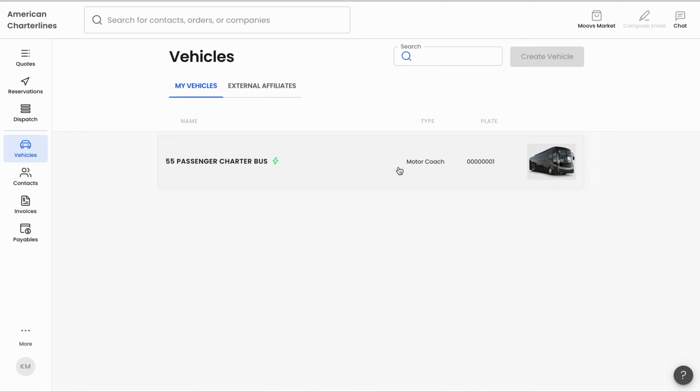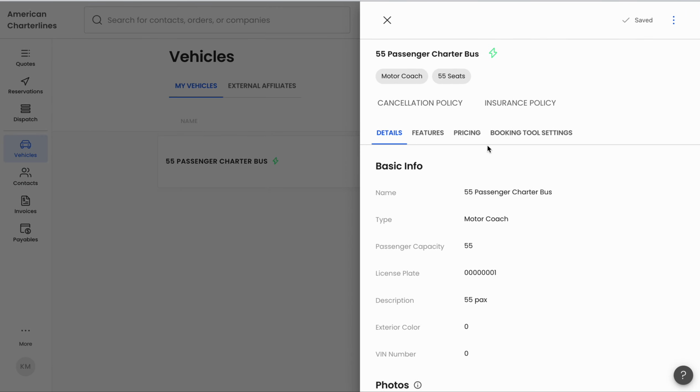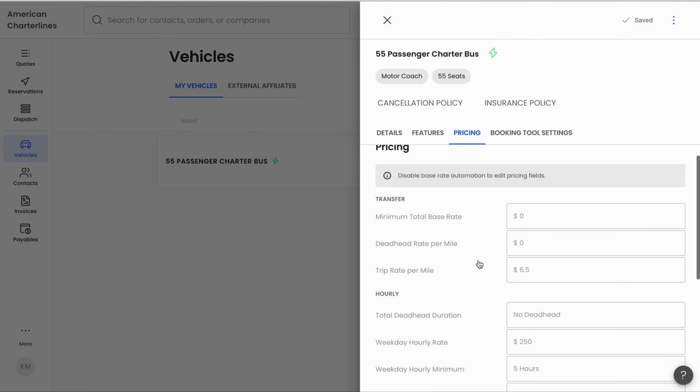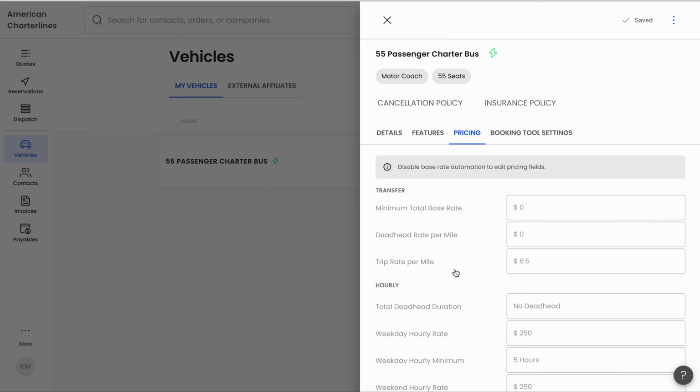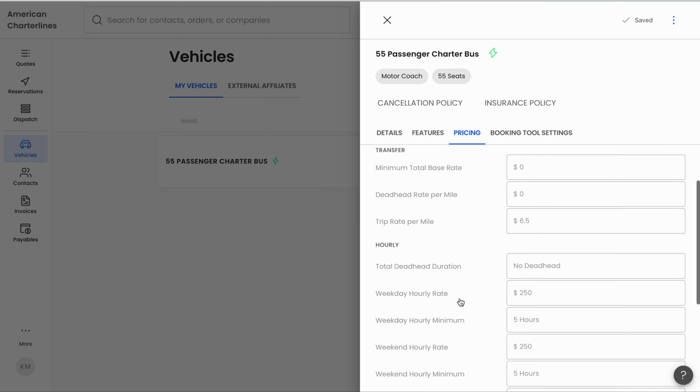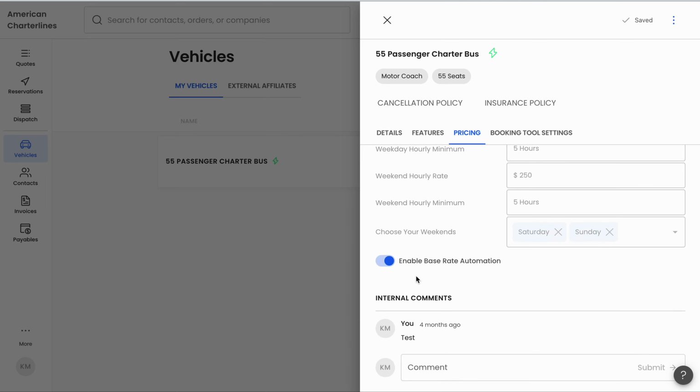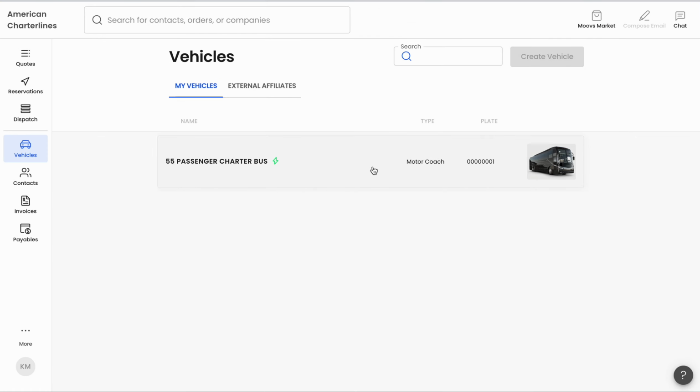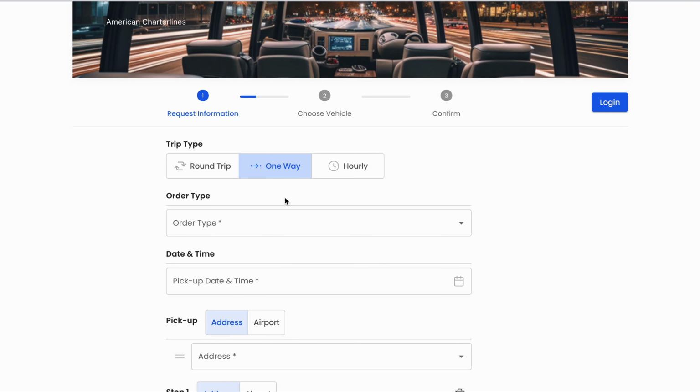If I look at this vehicle here, it's a 55 passenger charter bus. I priced it at $6.50 a mile and $250 an hour. And I have the base rate automation enabled. All of the quotes that I entered into the system that you're going to see, that we're going to go over, came from the booking tool.